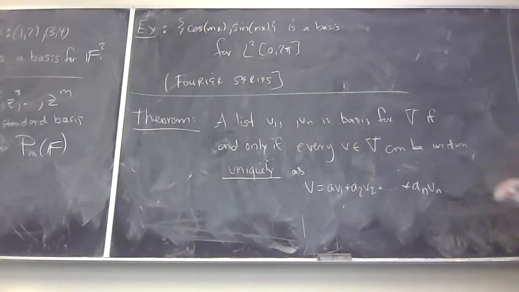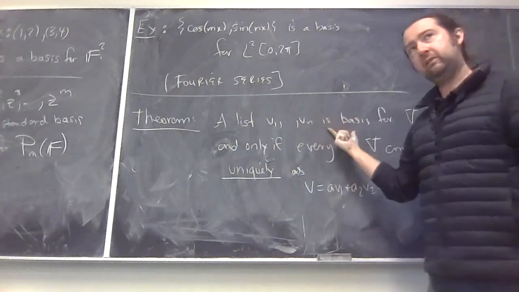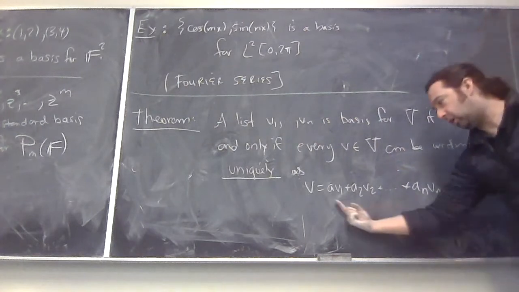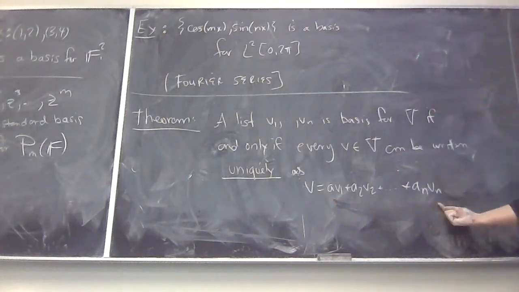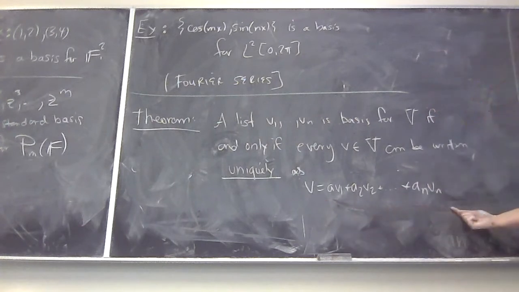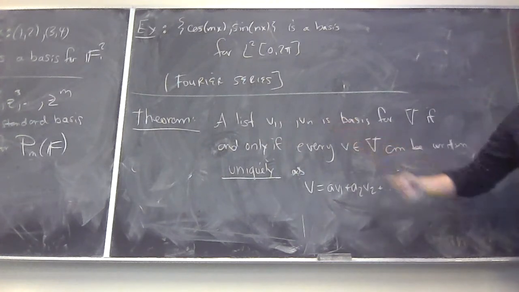A basis has the property, so this is if and only if, so this happens in both directions. If you have a list that is a basis, so a linearly independent spanning set, then this is always a unique linear combination for every v. Every v in the vector space has a unique linear combination attached to it. And if every vector has a unique linear combination, that means the original list was a basis.